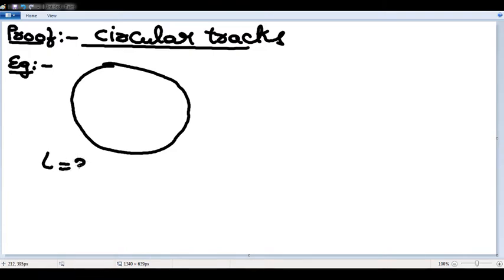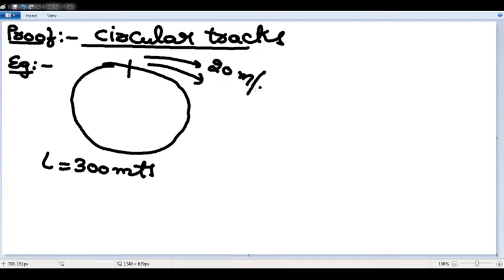The length of the circular track is 300 meters. Both are starting from the starting point. The first one moves at 20 meters per second, and the next one at 50 meters per second.